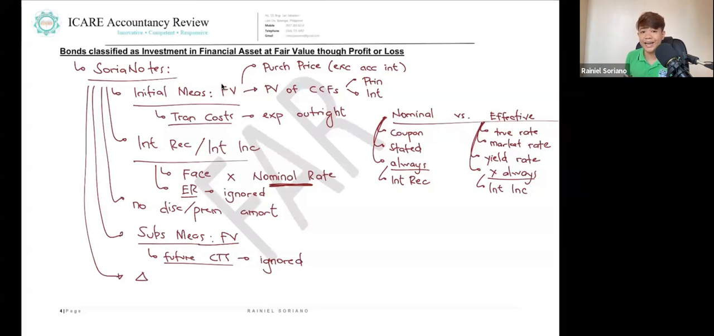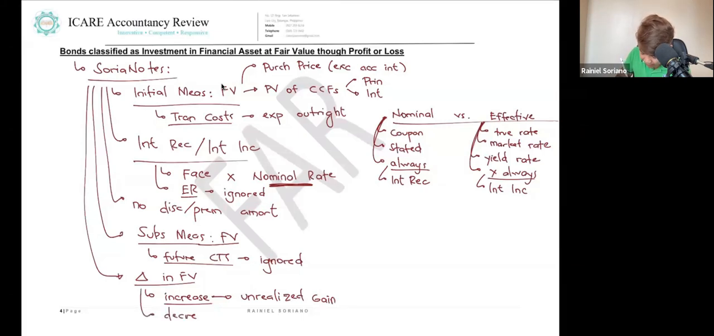The symbol for change is triangle. Changes in fair value will actually be recognized as profit, as gain or loss. If there is an increase in fair value, see to it that this is considered an unrealized gain. On the other hand, if there is a decrease in the fair value, this is treated or recognized as unrealized loss.